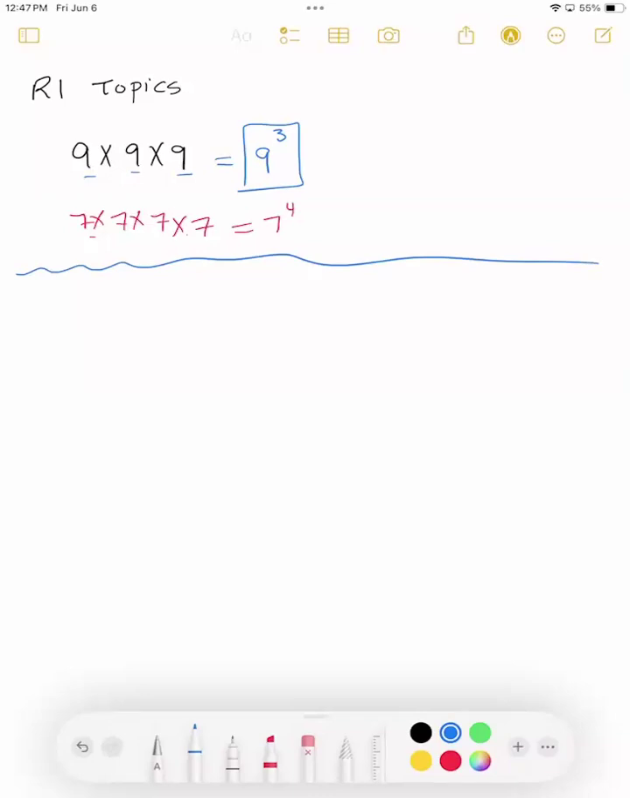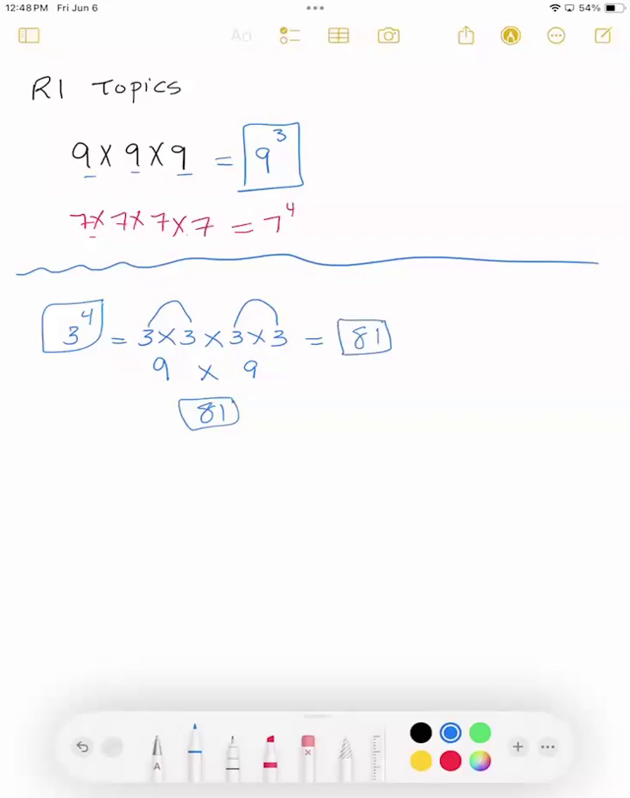So let's say you may get a question that says 3 to the power 4, and they want you to evaluate this. This is what is given to you, but it means you have 3 times 3 times 3 times 3. So we are going backward. But then they want you to find the answer. So 3 times 3 is 9, 3 times 3 is 9, and then you have 9 times 9, which is 81. So the answer to this problem is 81.